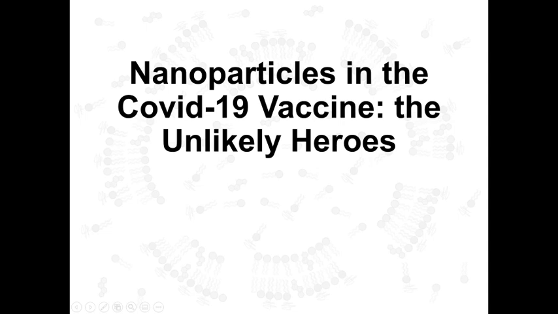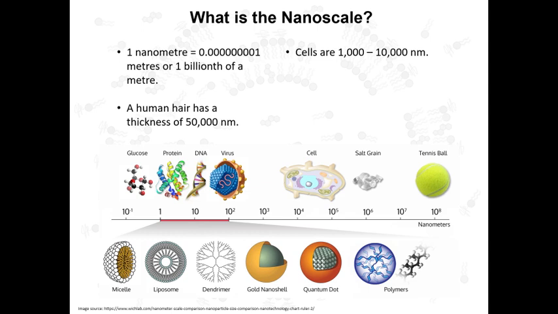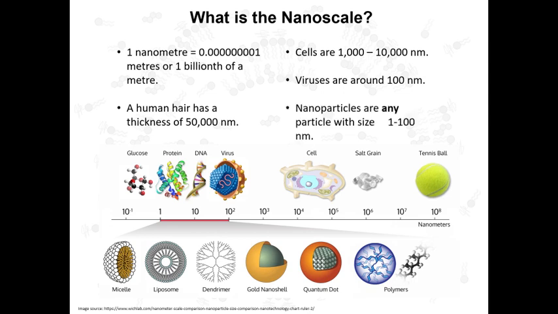There's been a lot of talk about nanoparticles in the COVID-19 vaccine, but what are they and how do they work? A nanoparticle is 1/100000th of a meter. To put this into some perspective, a human hair is a thickness of 50,000 nanometers, cells are between 1,000 to 10,000 nanometers, viruses are about 100 nanometers. A nanoparticle is defined as any particle with a size between 1 to 100 nanometers.